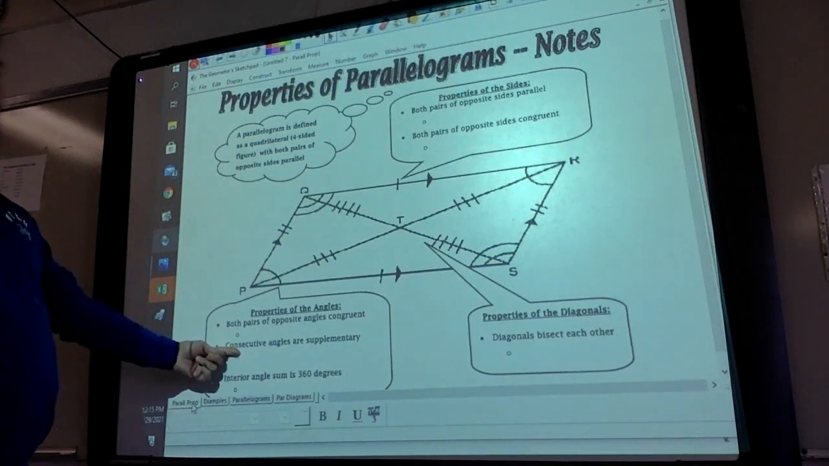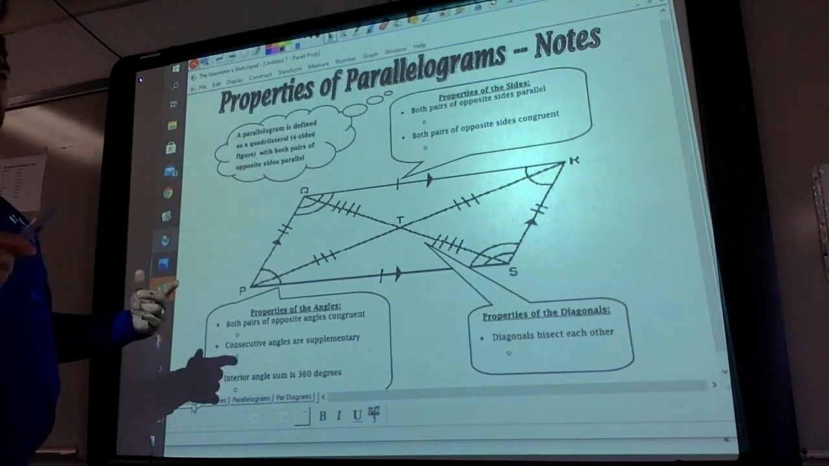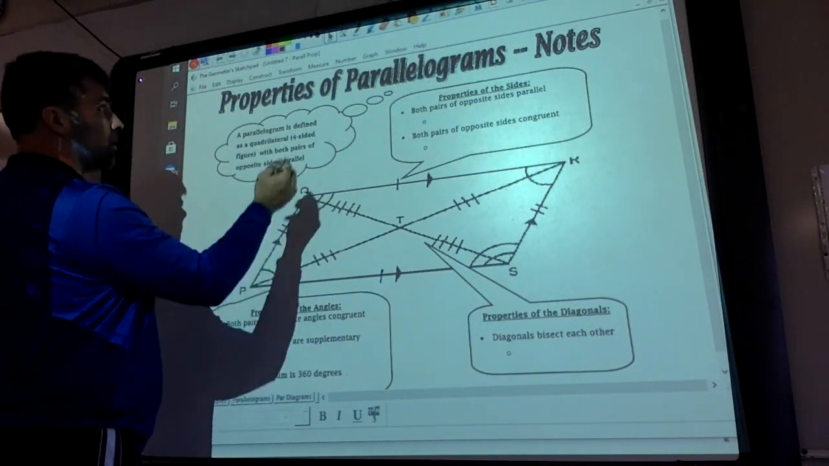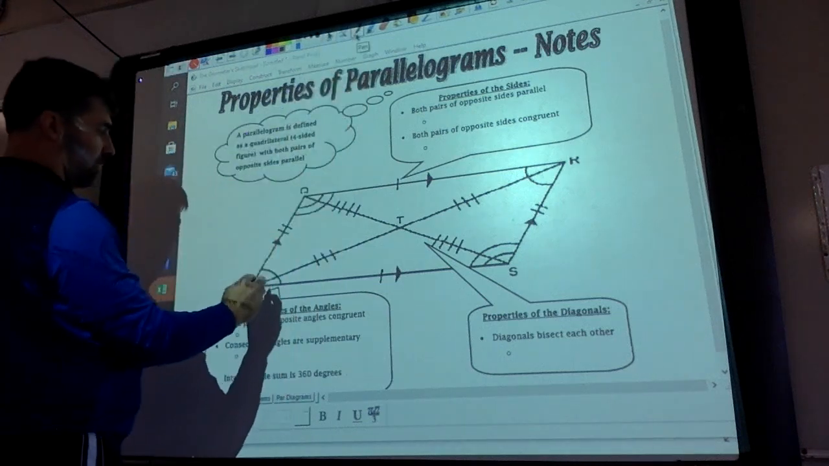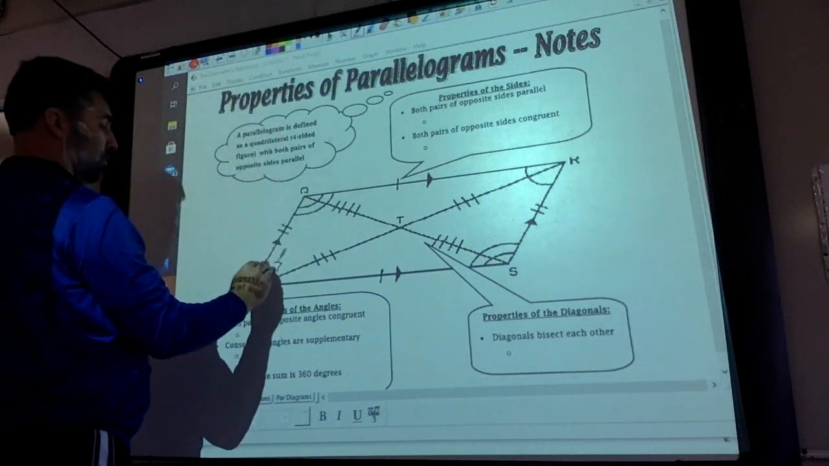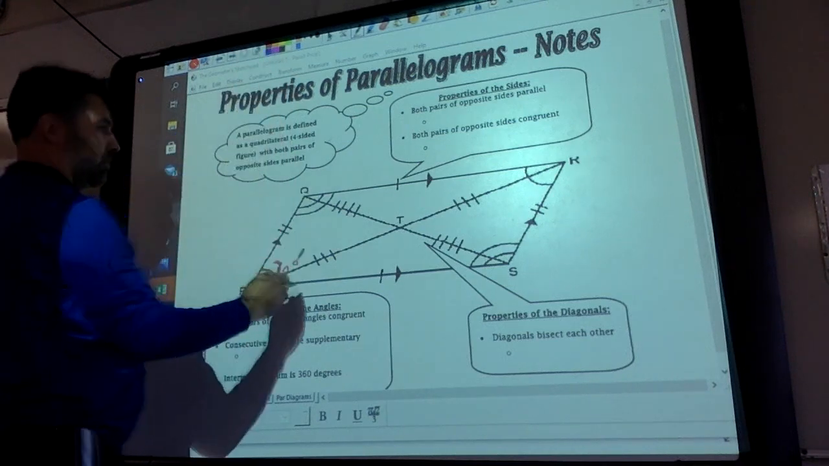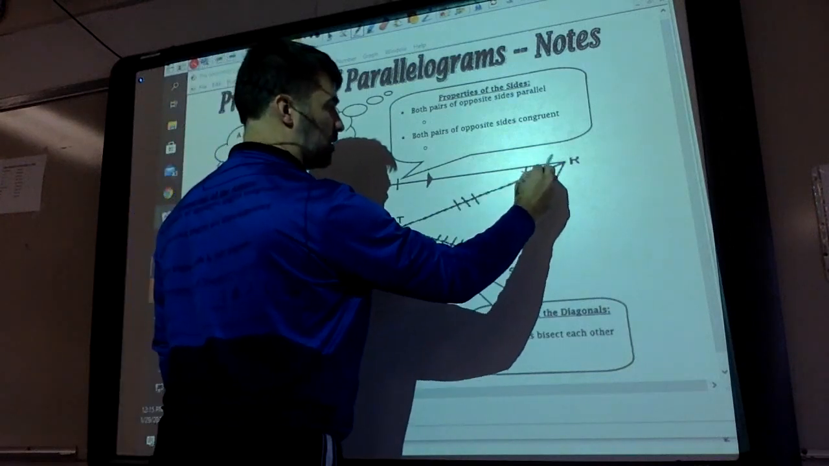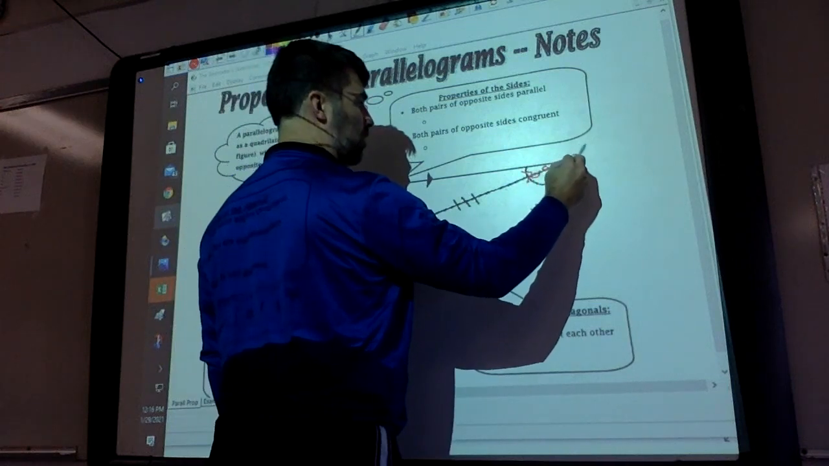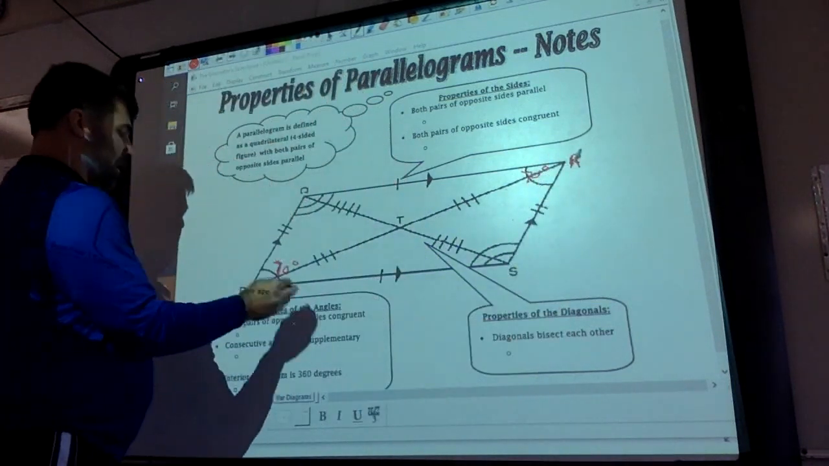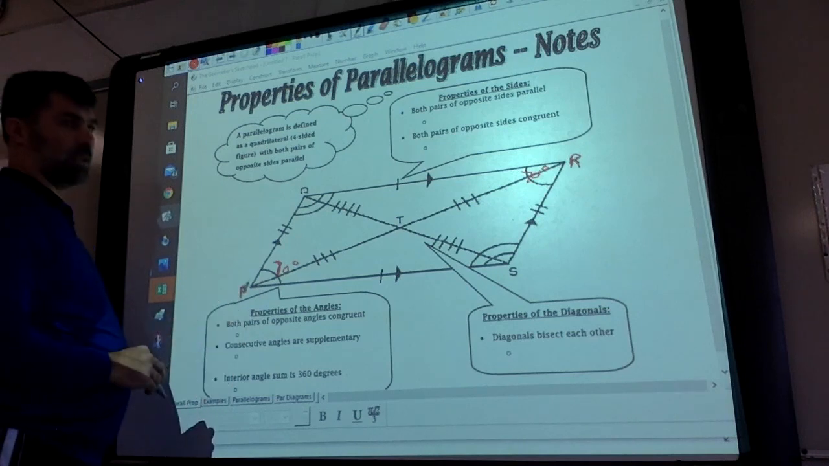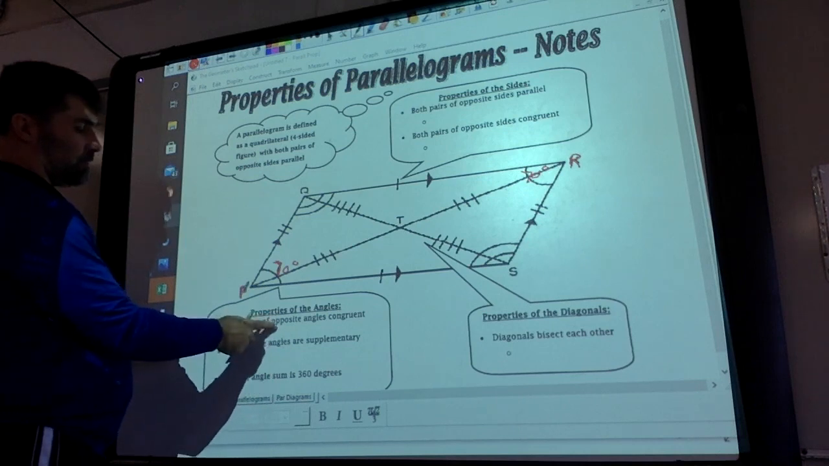Then consecutive angles are supplementary. Consecutive would be ones next to each other. So whether I take this angle and that angle, all right, let's give an example. Say this is about, we'll say 70 degrees. So if this is 70 degrees, that means this one is also 70 degrees, right? The whole thing, angle R right here, this is R, is going to be 70 degrees, and that opposite angle, which is angle P, would also be 70. Okay, so that's the first property.